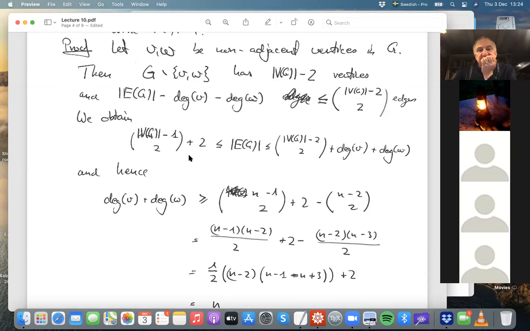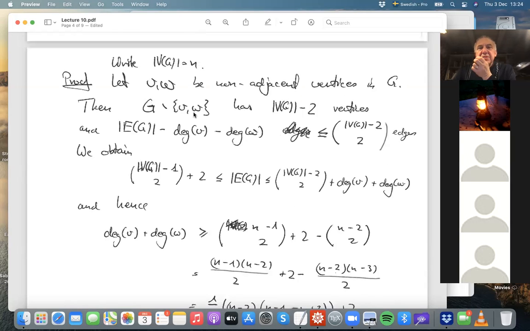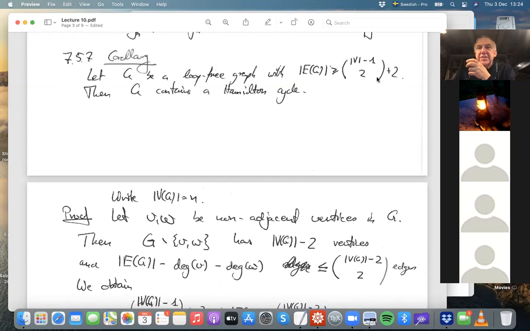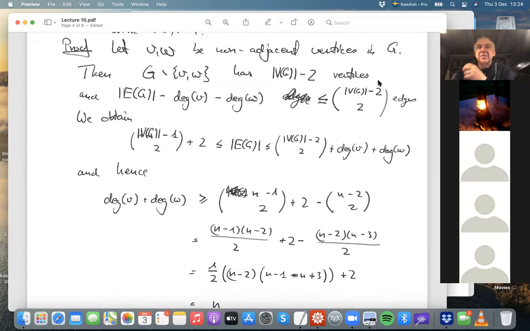Why is it that we? Yeah, this is, oh, sorry, this is our assumption. This is our assumption of the theorem, of course. Yes. So the number of edges, this is our requirement. The number of edges is bigger or equal than this thing. On the other hand, it's obviously smaller or equal than this thing.